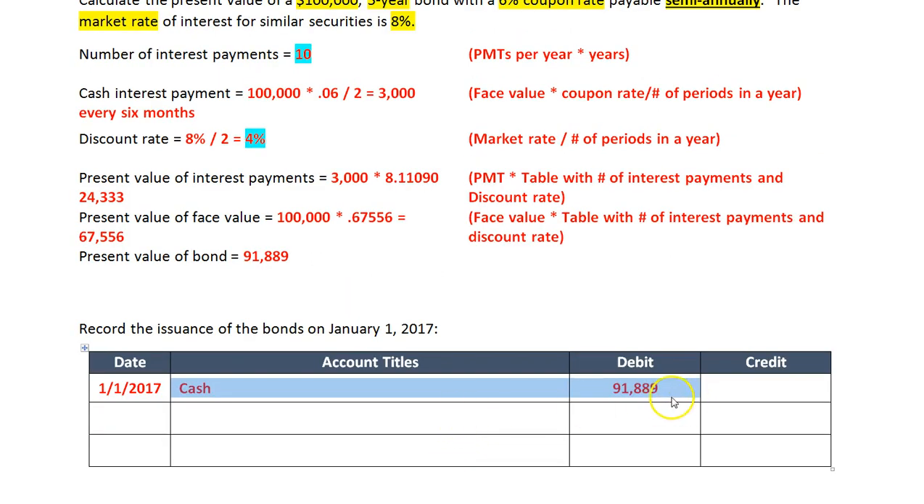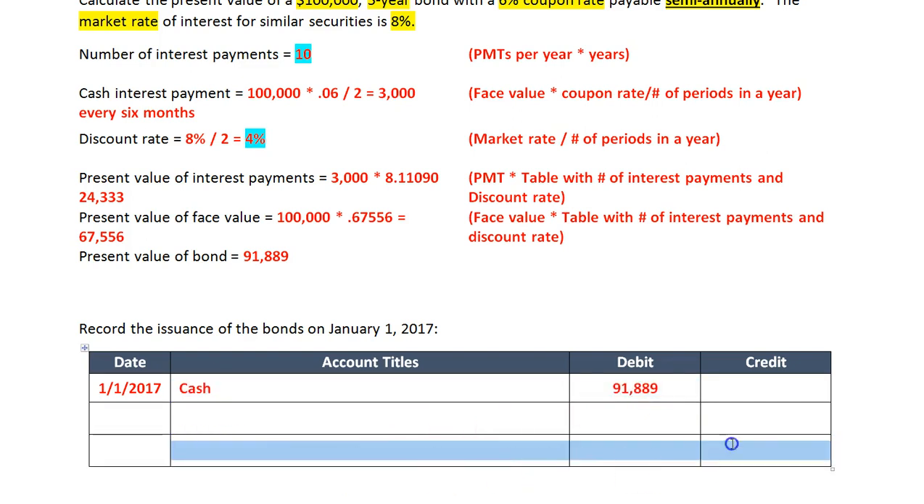We're borrowing money. We borrow 91,889, but what we're going to owe is 100,000. So we're going to owe that 100,000. That's a face value. Bonds, a simple rule is they always go on at face. They always come off at face. Always go on at face. Always come off at face. All right, but that leaves us with a journal entry that doesn't balance. So we need something to balance it out.